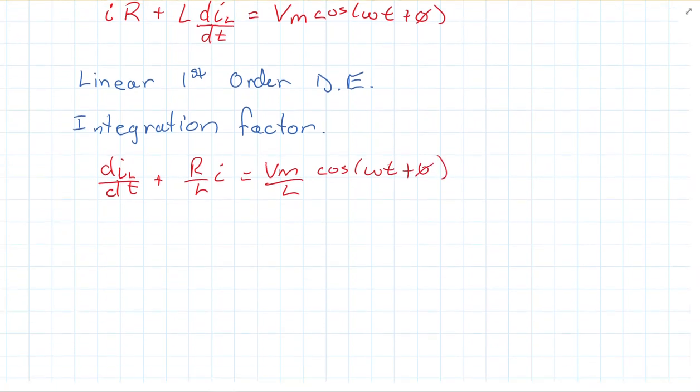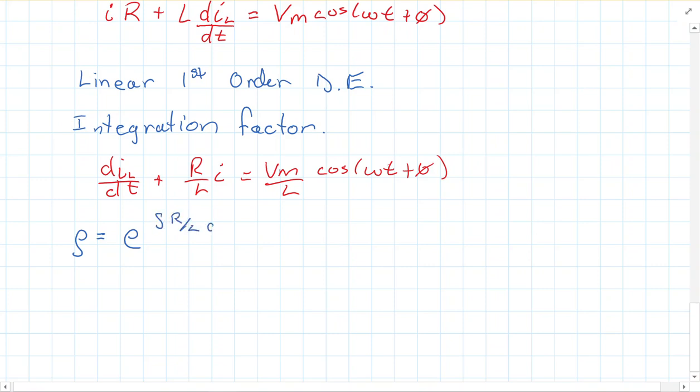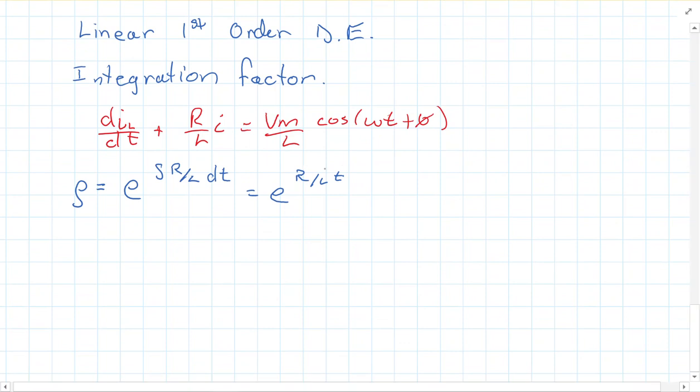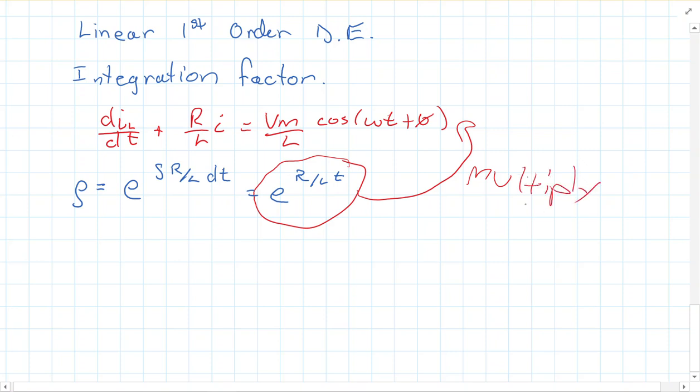Then my integrating factor, which is often denoted as rho, depending on your differential equations textbook, it would be different, is e to the integral of R over L dt, which is easy to do. This just becomes e to the (R over L)t. Now, what we're going to do here is take this term and multiply the previous equation by that.